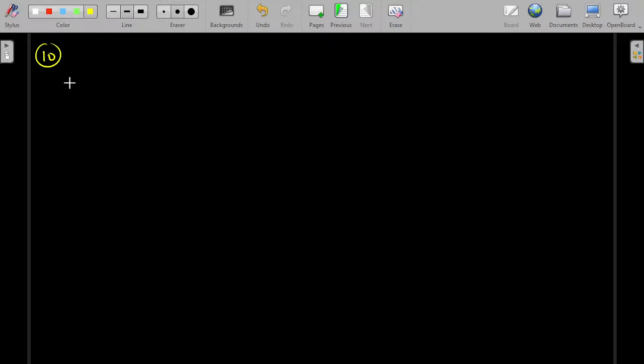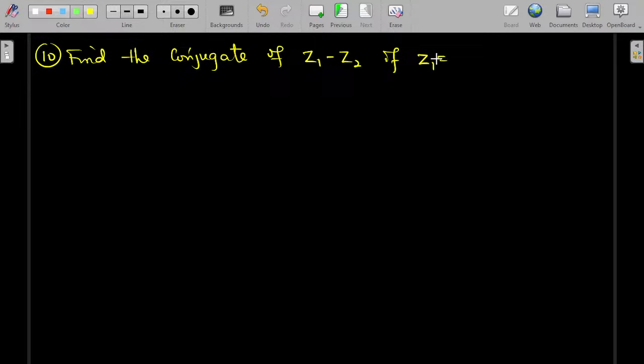Okay, so for number 10, we have: find the conjugate of z1 minus z2. Okay, so if z1 is equal to 2 plus 3i and z2 is equal to, that's what they gave, 5 plus 2i.